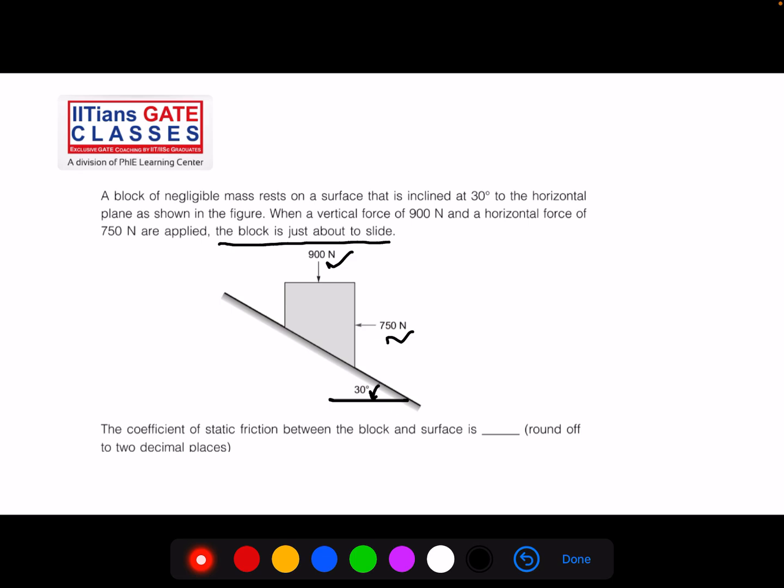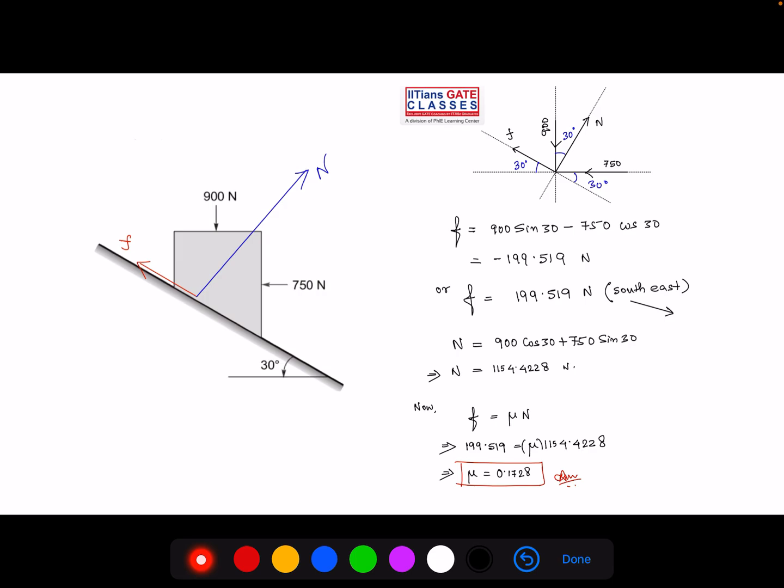Okay. Now, what you are asked is the coefficient of static friction between the block and the surface. You have been asked the coefficient of static friction, that is mu s. What is the value of mu s? Round off to 2 decimal places. Okay. So first thing is drawing the FBD. Again, we should not draw the surrounding, but okay, for better understanding, I have drawn it, right?